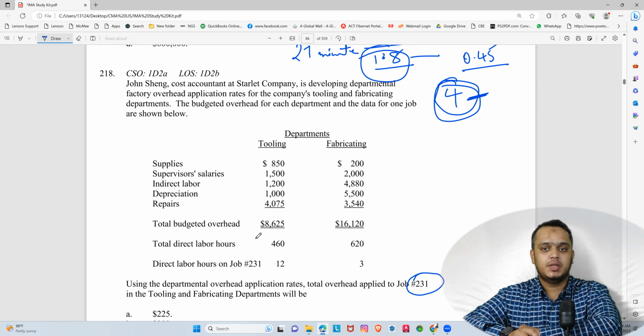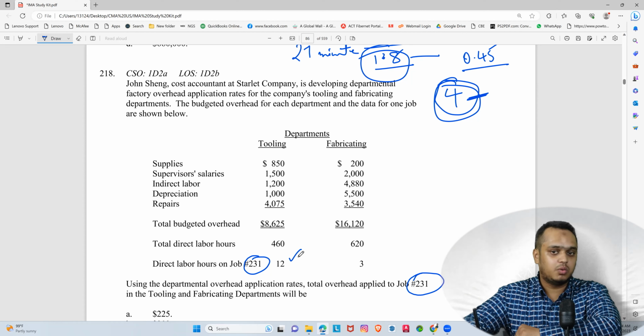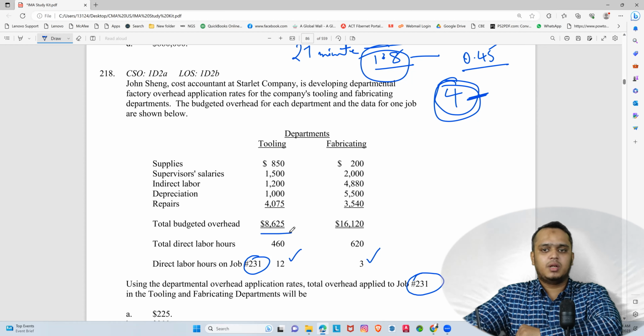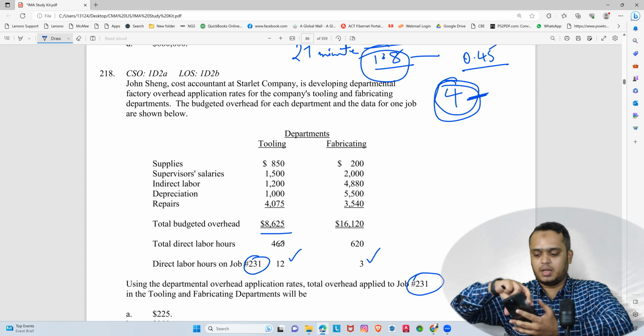So if we just see here, job 231, it took us 12 hours in tooling and 3 hours in fabricating. This is simple only, right? The total budgeted overhead for tooling is 8625, and the direct labor hours for tooling is 460. So can I just do this on my calculator?